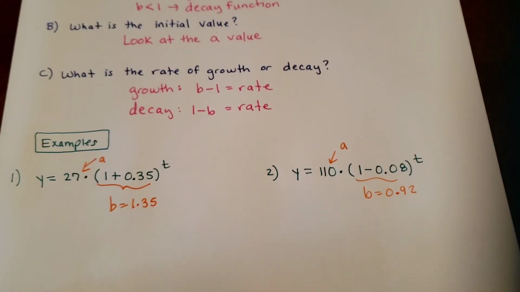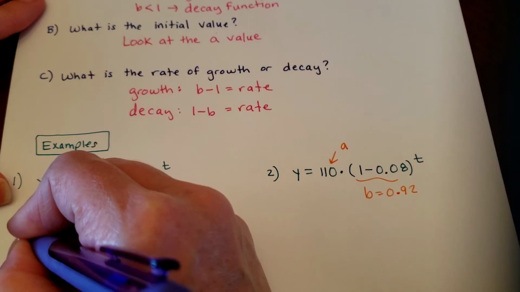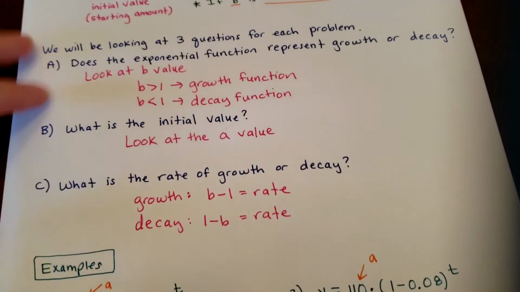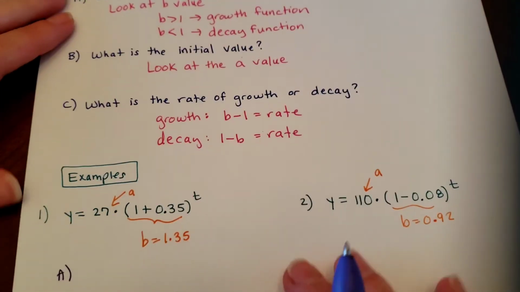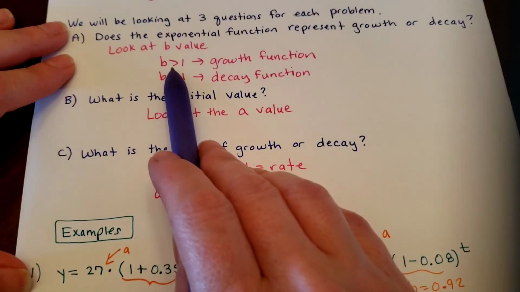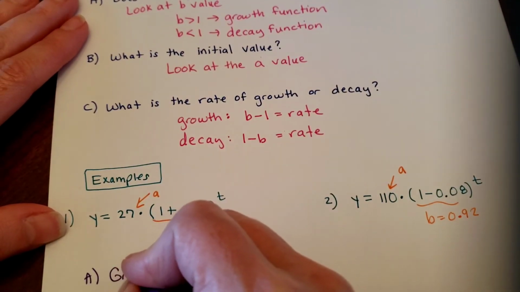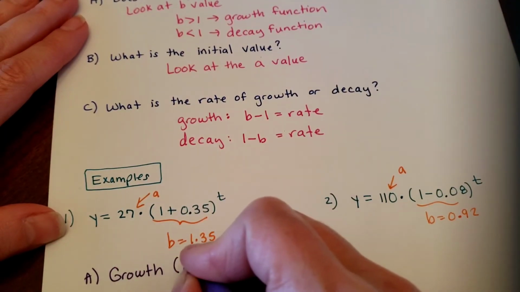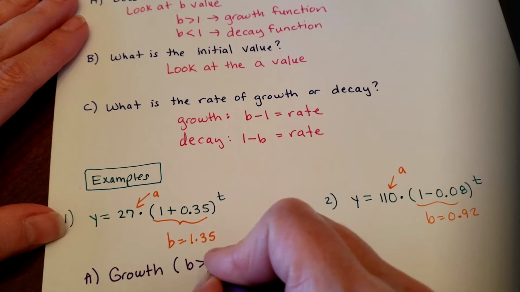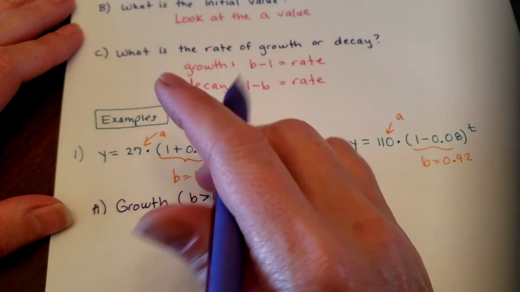For part A, I'm just going to go through it just like we did at the top. Question A, is it growth or decay? Again, look at the b. Here's my b, it's 1.35. We said if the b is bigger than 1, it's a growth function. So we're going to say growth. And I'm going to put my reason here: since b is greater than 1. You don't have to do that, but that way you can refer back to it.